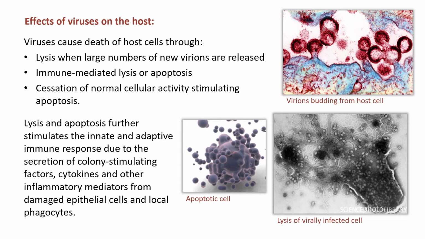Of course, lysis and apoptosis are further going to stimulate both the innate and then eventually the adaptive immune response, due to the secretion of colony stimulating factors, all the cytokines, TNF-alpha, the interleukins, the prostaglandins, and degranulation of mast cells. So we're going to have a full-on inflammatory upgrade going on in response to the invasion of these host cells, in response to lysis and apoptosis.